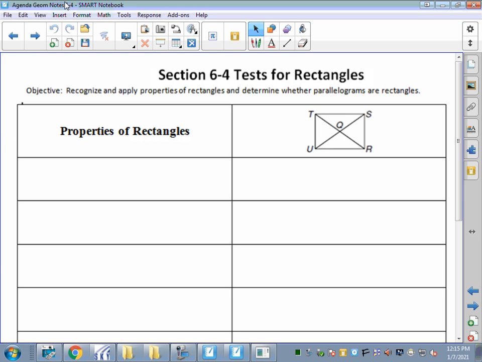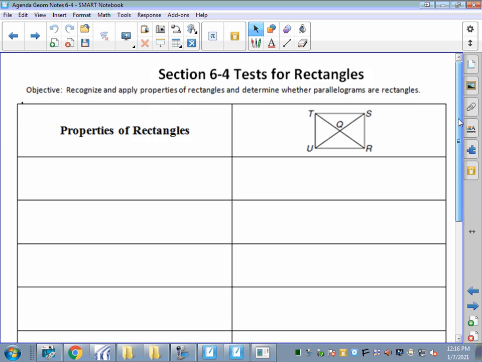Welcome back to the last half of Chapter 6. We're going to talk about 6.4. This is tests for rectangles. I don't know if you recognize, but Section 6.3 was tests for parallelograms. So it's going to feel similar. We've got some different properties, some different rules. But anytime I ask you, is this a rectangle, you're going to come to this table right here and you're going to say, yes, it is because this rule applies.